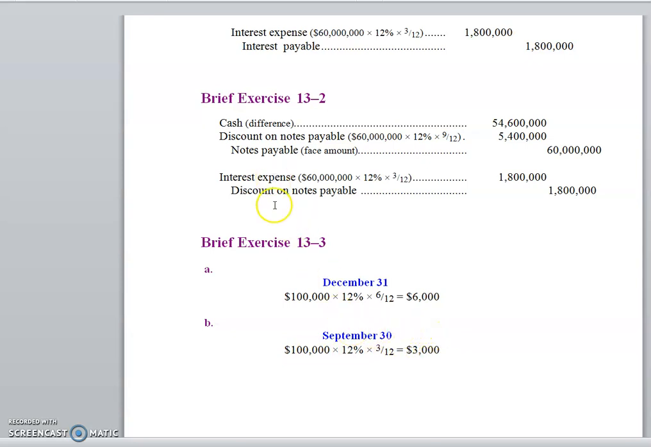Okay, our time for this video is just about up. So I'll go ahead and stop now and cover the brief exercises 13.4 and 13.5 on the next video.